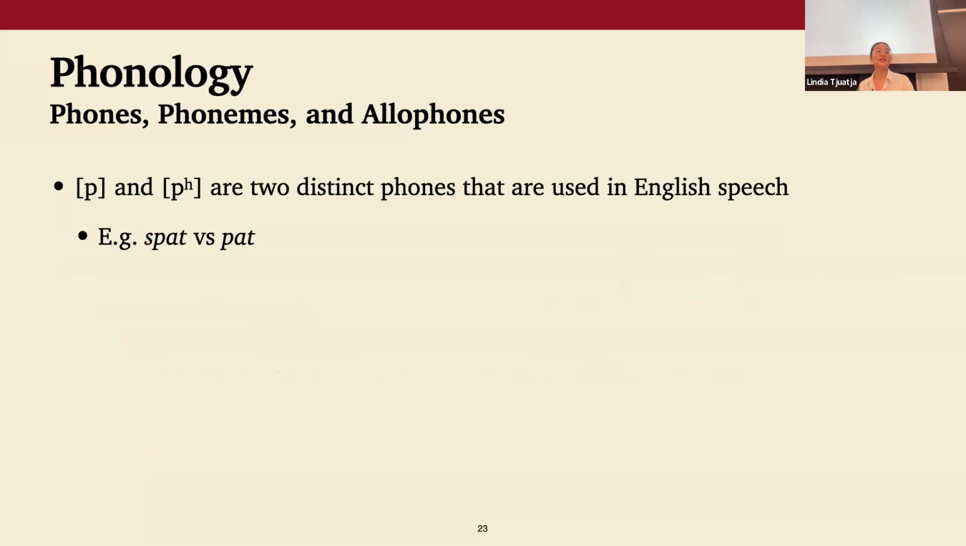So a p with no puff of air and a p with a puff of air are two distinct phones that are actually used in English speech. If you hold your hand or a piece of paper up to your mouth and you say the word spat, you probably won't feel much air come out of your mouth. But if you say the word pat, there's a bit of a puff.